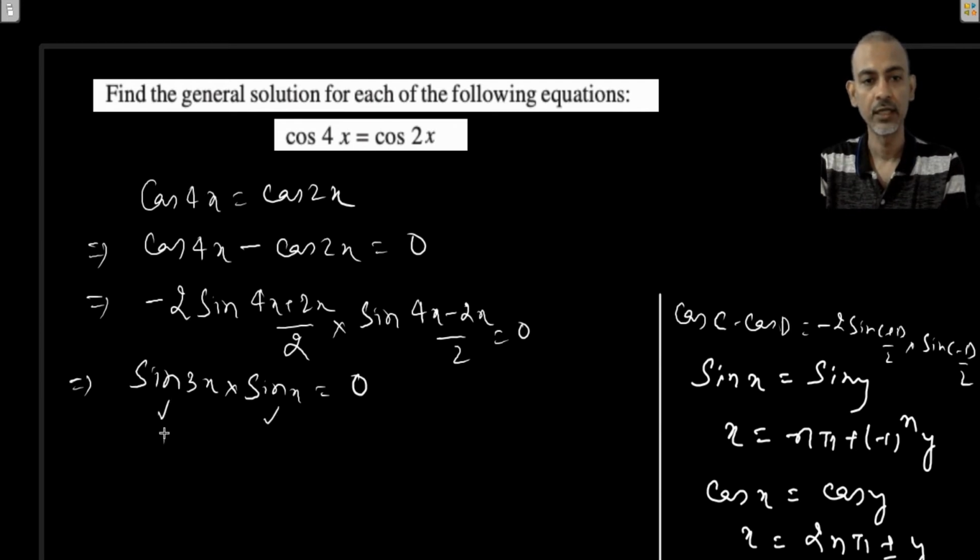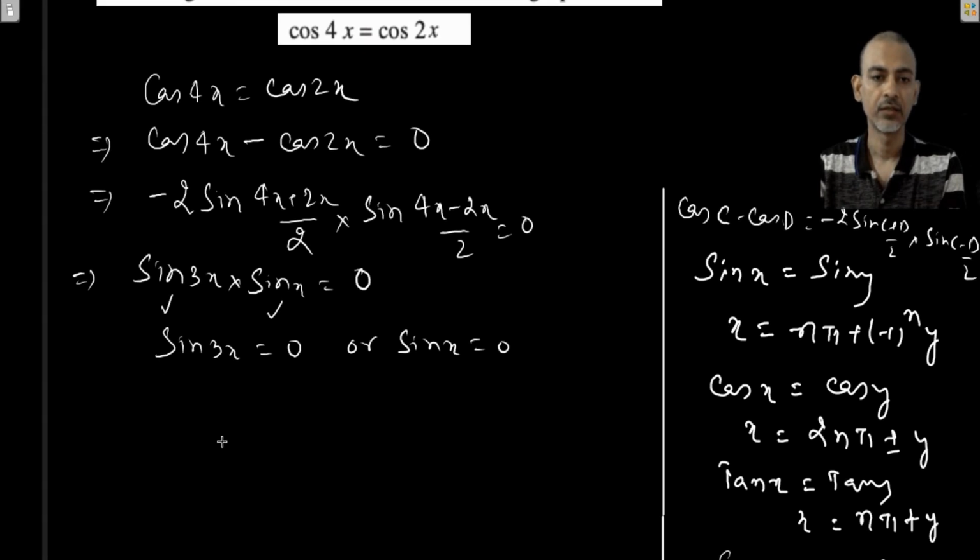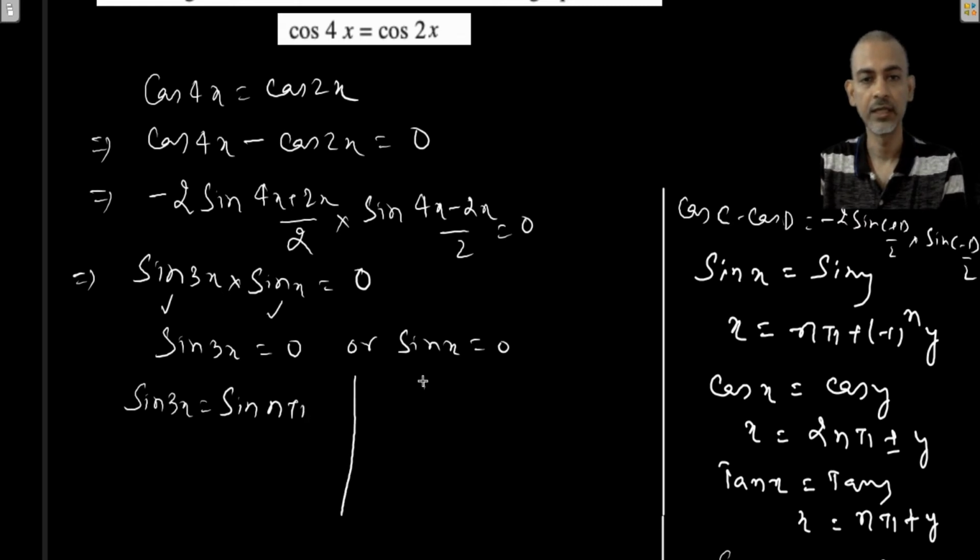So I can write either sin 3x is 0 or sin x is 0. Why? Because if this product is becoming 0, this means that one of these quantities is 0. So either sin 3x is 0 or sin x is 0. Now solve these two separately. We have just concluded that if sin 3x equals 0, I can write it as sin 3x equals sine of n pi. Similarly, I can write sin x equals sine of n pi as well.